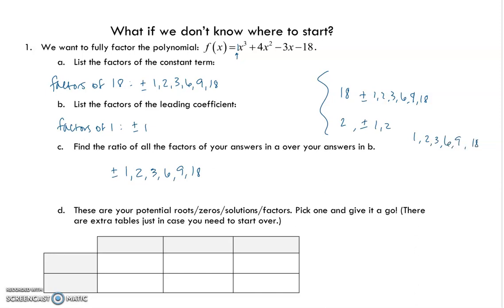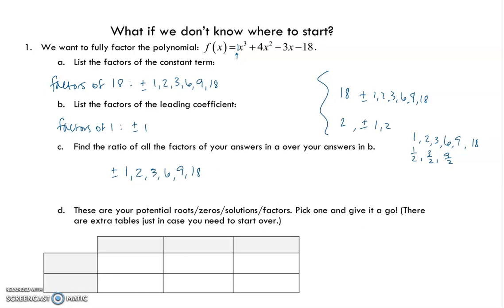But then I would also take all of these numbers and put them over 2. So I'd have 1 over 2, which is 1/2, 2 over 2, which is 1. I already have that. 3 over 2, so 3/2. 6 over 2, which is 3, I already have. 9 over 2, I don't have. And then 18 over 2, which is 9. So that's how I would list all of those. But our example didn't have a leading term other than 1. So basically just the factors of 18 became the factors of my ratio.